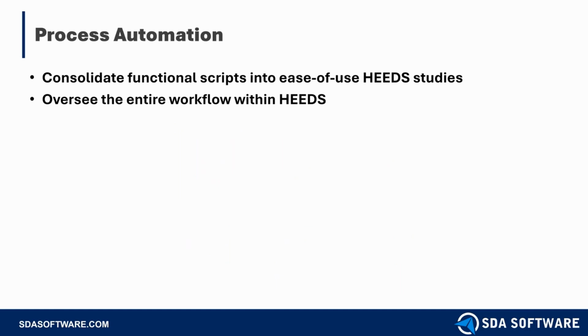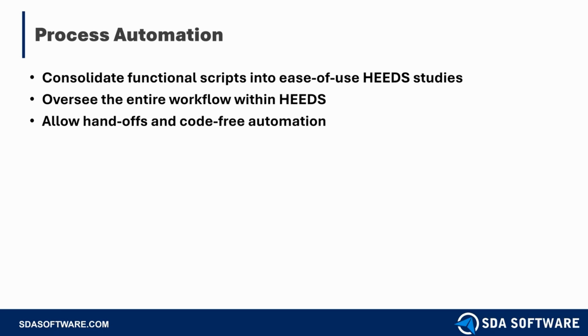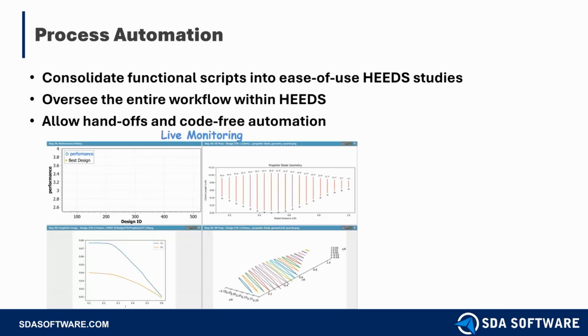The benefit after consolidating everything into HEEDS is that I can now oversee the entire workflow within HEEDS. I can find all my input variables in the same place, whether they're from two completely different functional scripts. I can construct my output responses, like maybe thrust evaluation or the reference power, for example. I can compute or even just tag them in HEEDS, and then I can set my objective for my optimization, and set my constraints at the same time. What this really gets to is that it allows hands-off and code-free automation.